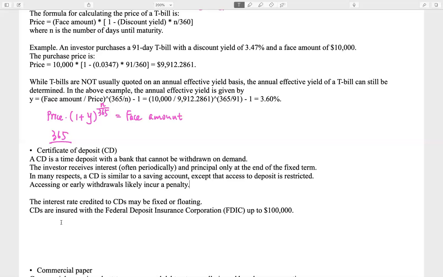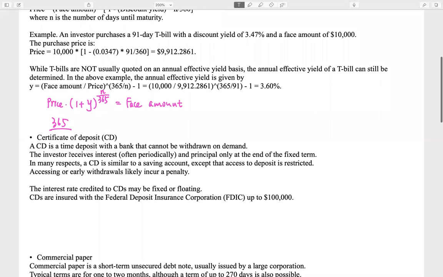So I put here, the investors usually receive interest on a periodical basis. I remember it should be a quarterly basis, but of course it depends on what kind of CD you open with what kind of bank. In my case, I receive interest every quarter, so they will send me a statement telling me how much I have earned in the previous quarter.